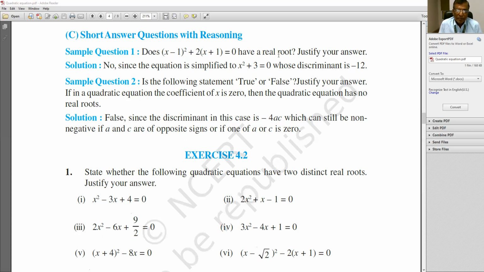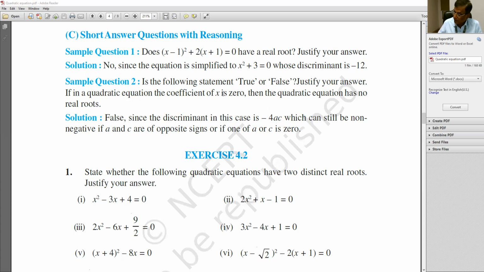And next simple question is here. Is the following statement true or false? Justify your answer. If in a quadratic equation the coefficient of x is 0, then the quadratic equation has no real roots.